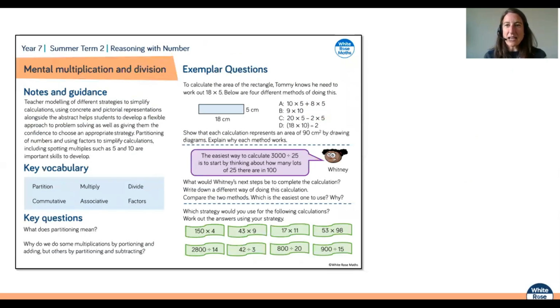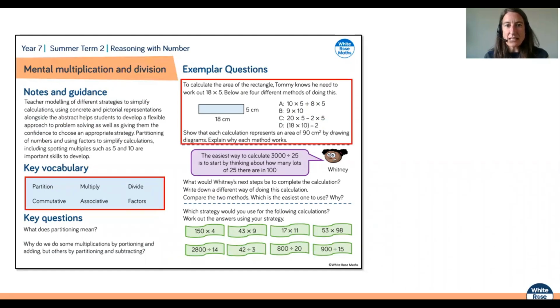So here's the notes and guidance page for mental multiplication and division. And the key vocabulary here is going to be really important. We want the students to be able to discuss different methods. We want them to be able to compare them, but without language such as partitioning or commutative, that can be quite difficult. So language is definitely something that we need to emphasize in this small step.